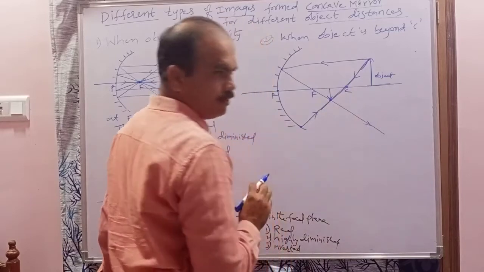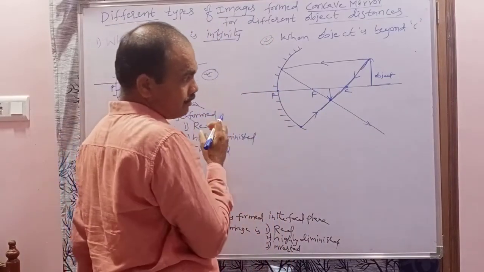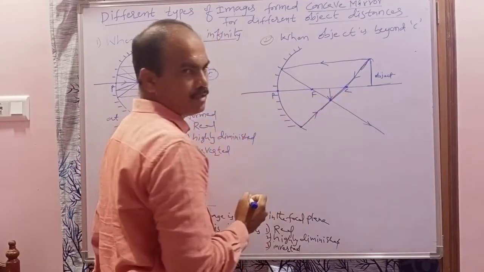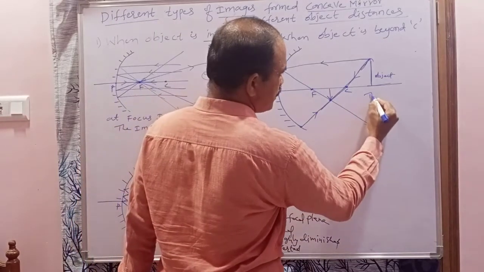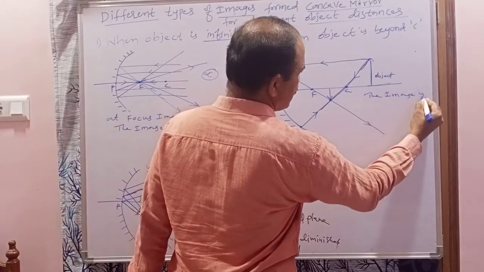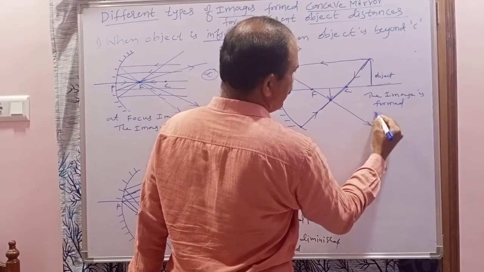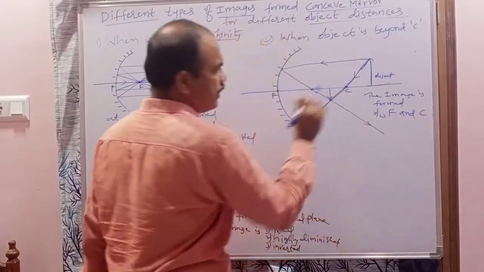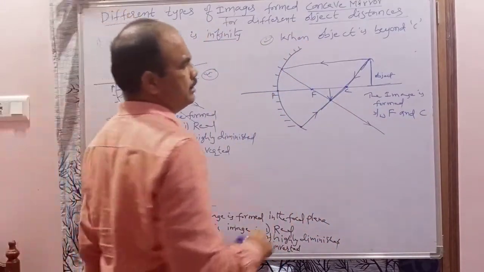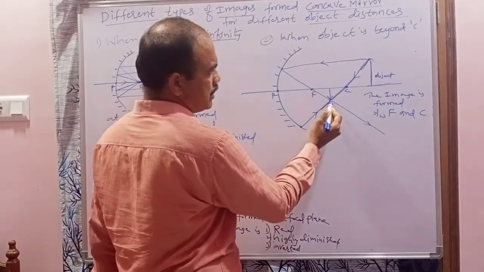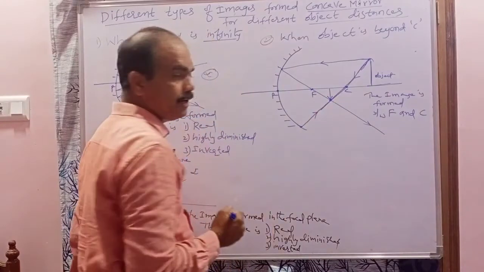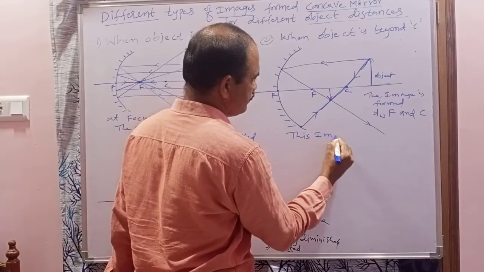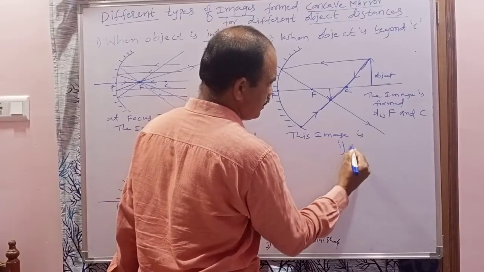Now what is the position of the image? The position is between focus and center of curvature. The image is formed between F and C. Now come to the characteristics. This image is formed because the reflected rays really intersect. That's why this image is called real. So this image is, first, a real image.